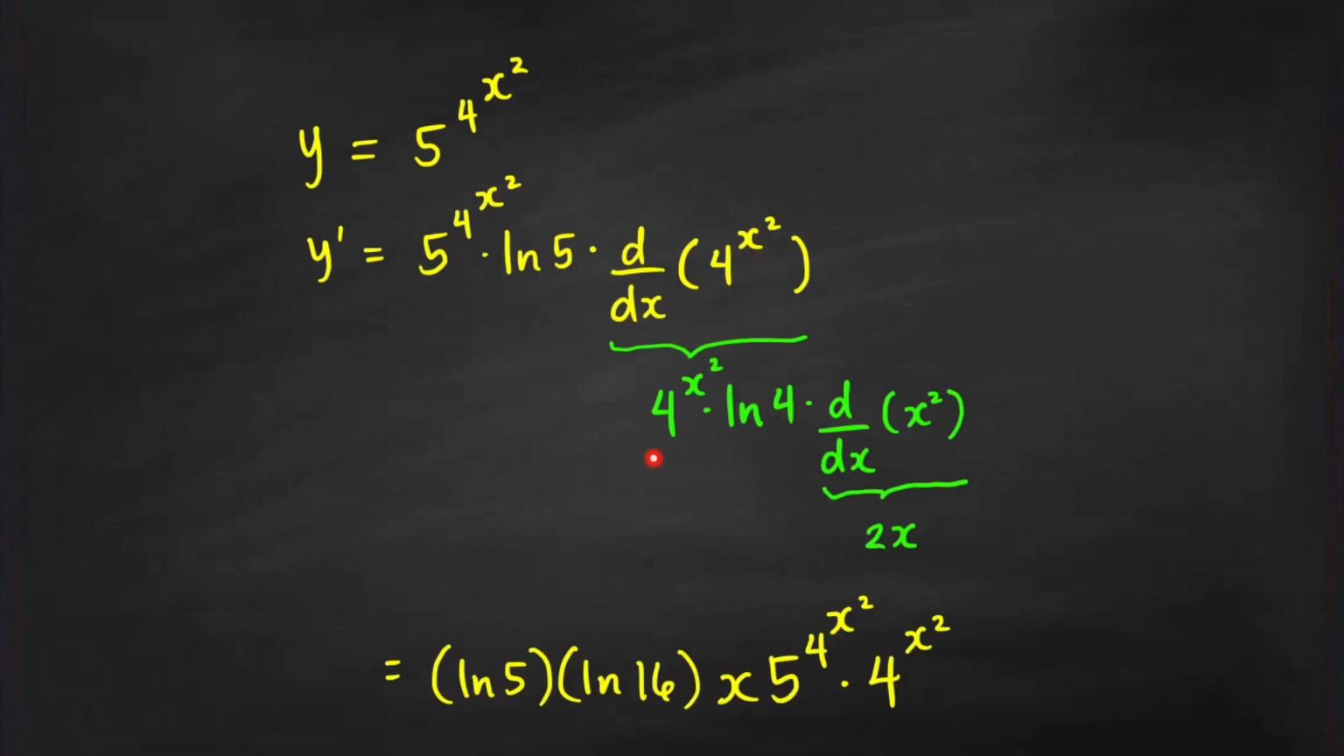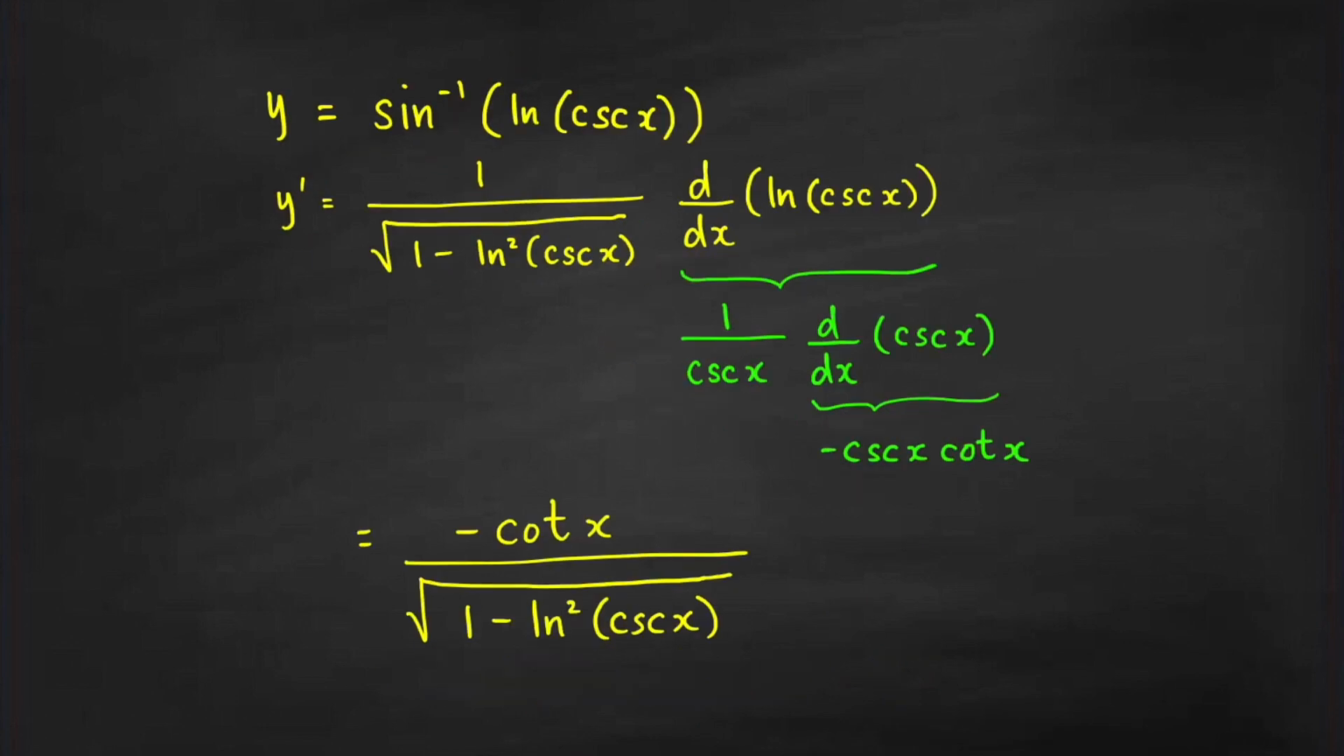So again, you copy the function and then times ln of the base times the derivative of the power, which is equal to x squared. So the derivative of that is equal to 2x. Therefore, the answer here will be ln 5 times ln 4 times 2. 2 ln 4 is the same thing as ln of 4 squared, so I can write that down as ln of 16, and then times x, and then times this expression times 4 raised to x squared.